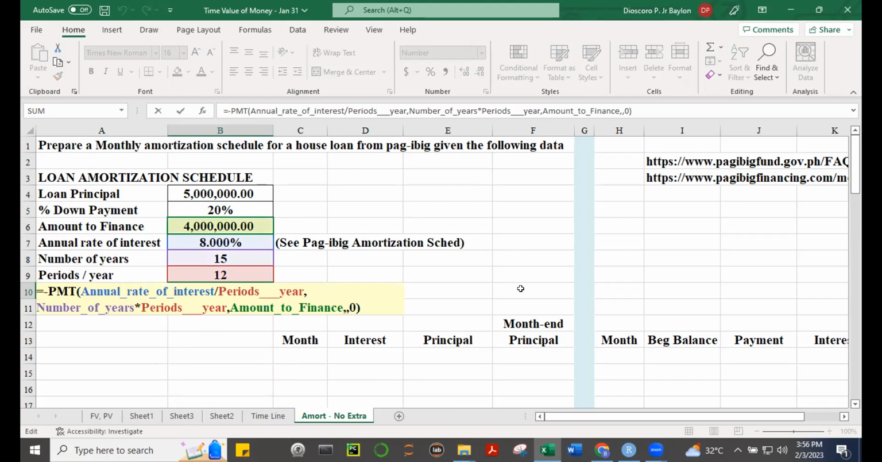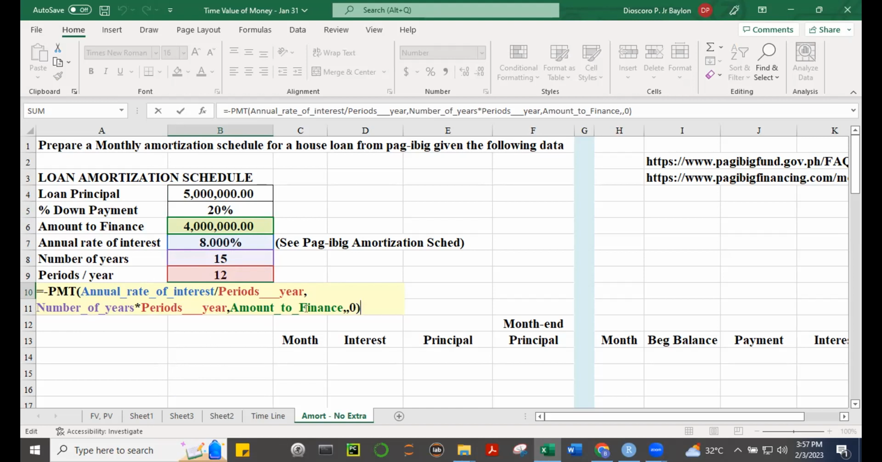Okay. So this is our formula. For the rate, it's the annual rate divided by the periods per year. 8% is annual, but this is monthly amortization. So we have to convert this 8% by dividing it by periods per year, which is 12. On the other hand, the NPER, number of periods, will not be 15. Rather, it's 15 years, but each year has 12 periods. So that's 15 times 12.